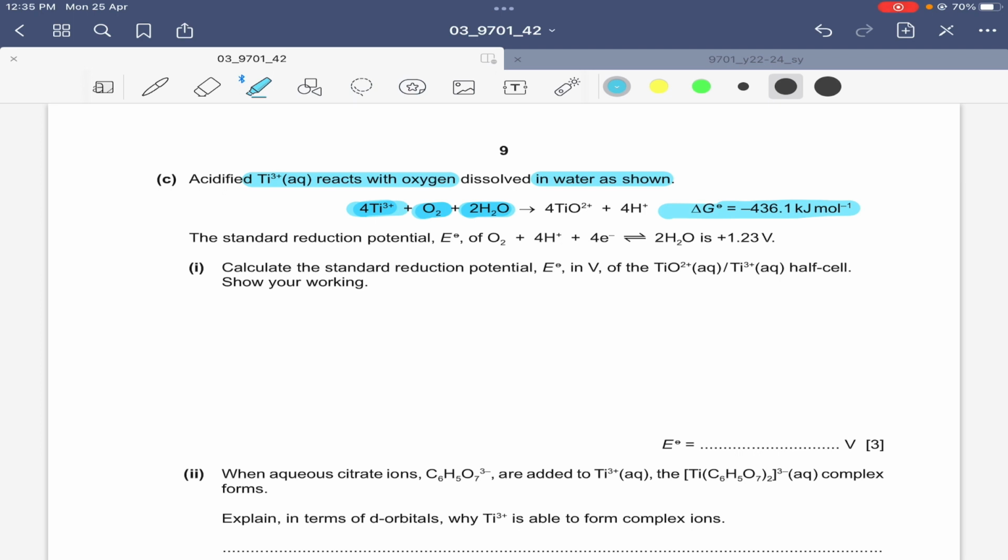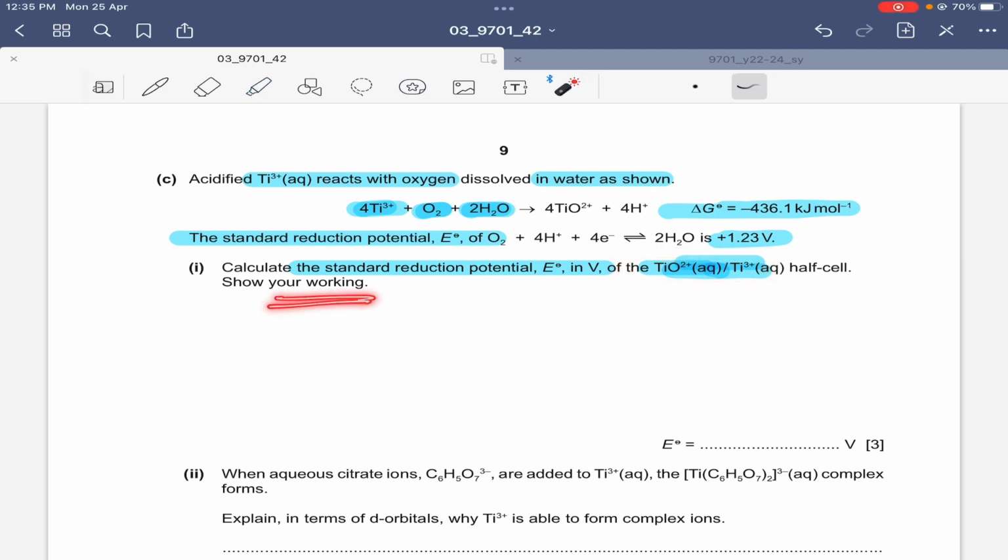Delta G is Gibbs free energy. The standard reduction potential of the reduction of oxygen is plus 1.23 volt. Calculate the standard reduction potential in volt of the TiO2+, Ti3+ half cell. We have to calculate the reduction potential of this half cell, this one, right?